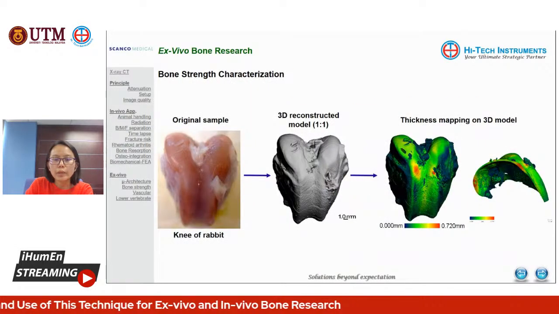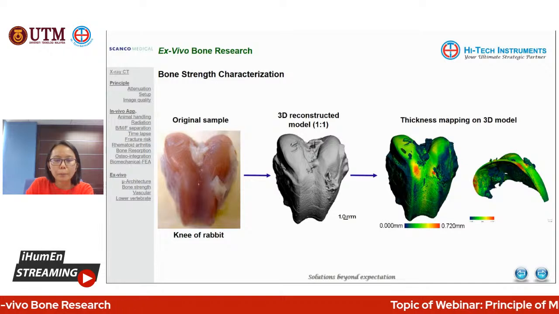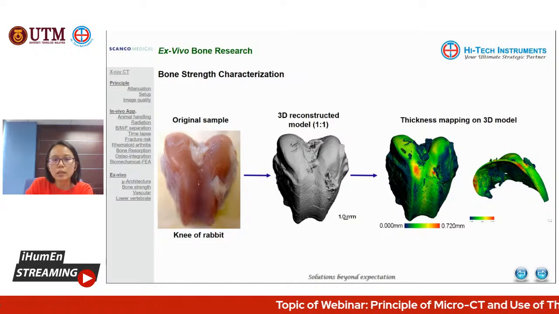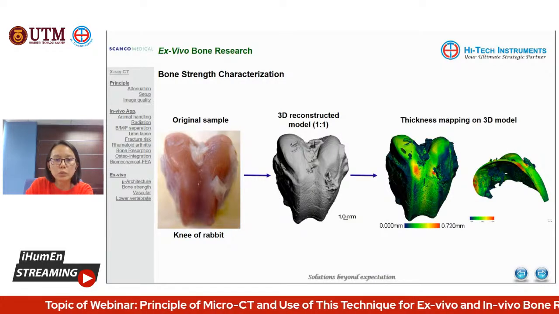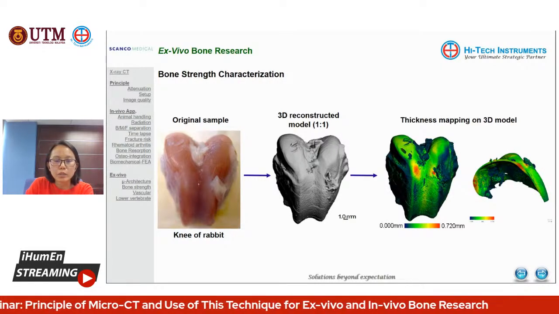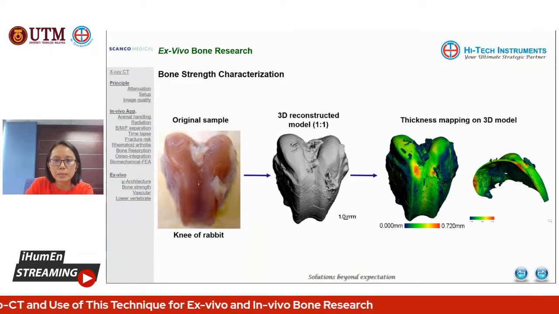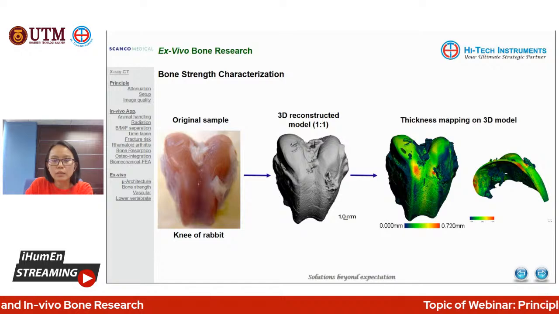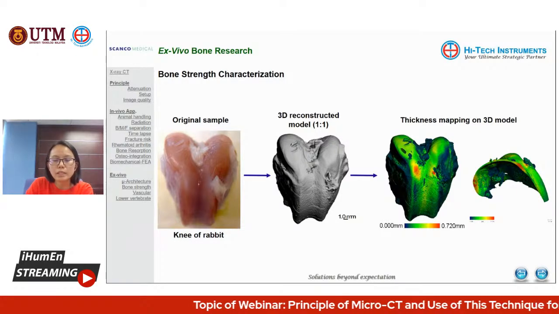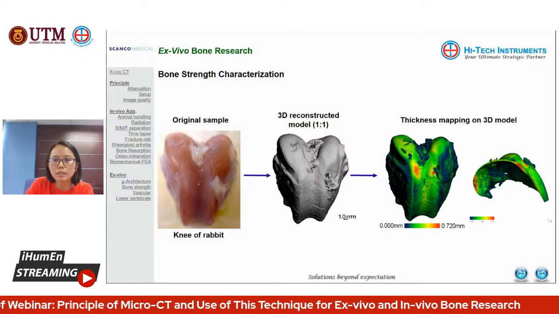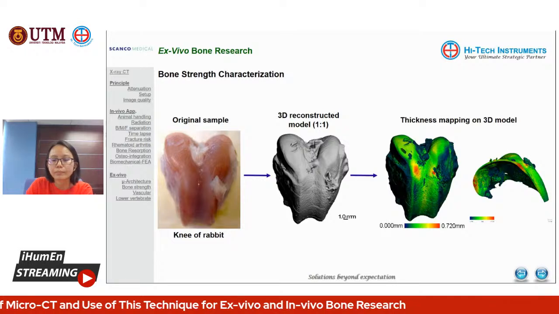Okay, so we can characterize the bone strength. Of course, this one is the bone that's being extracted, so it's an ex vivo sample, and we can do 1:1 3D reconstruct models, and we can do thickness mapping of it, and we can do cross section. Of course, it's a software type of cross section without a physical construction to expose the area. So you can see here, this area is thicker compared to the green area.